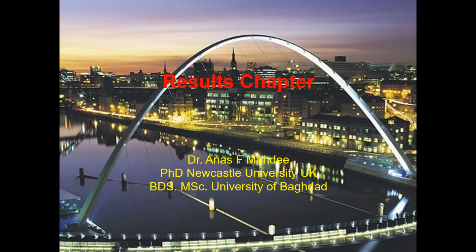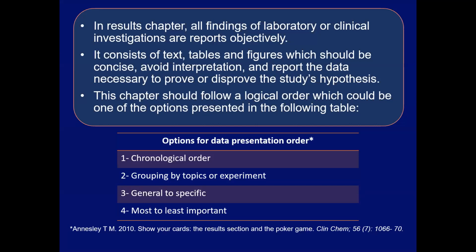When you work with your topics and you want to deliver them successfully, I think this chapter is going to help you find the basic things on how to present it in a way that makes it successful, easy to follow, and objective to the reader. In the results chapter, all findings of the laboratory, or clinical investigations, depending on your study, are reported objectively. Normally, it consists of text, tables, and figures, which should be concise.